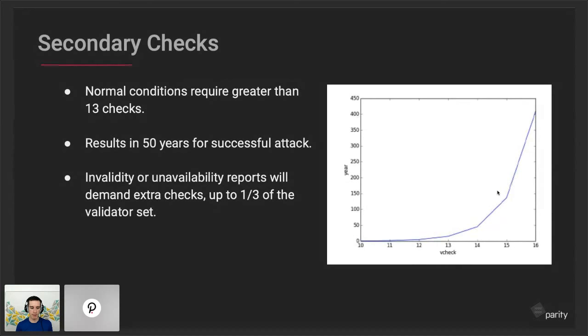But if any of them actually say that this block is invalid, then we kind of go into this war, if you will, in the validator set where everybody starts requesting this, and it goes up to 1/3 of the validator set. So as soon as more than 1/3 of the validator set says that a block is valid or invalid, then it's valid or invalid.